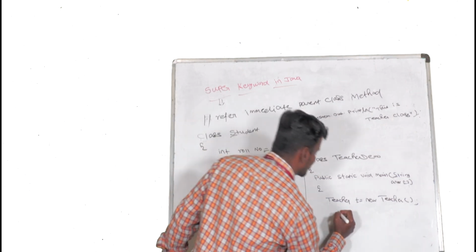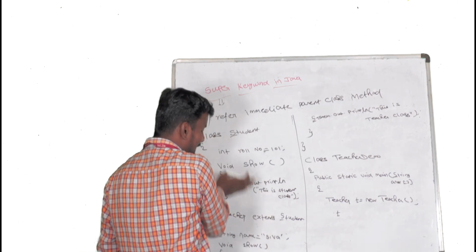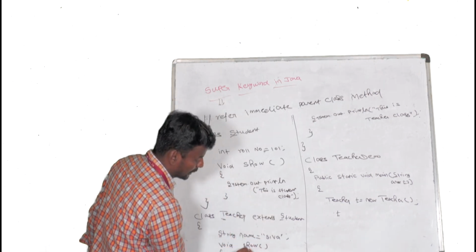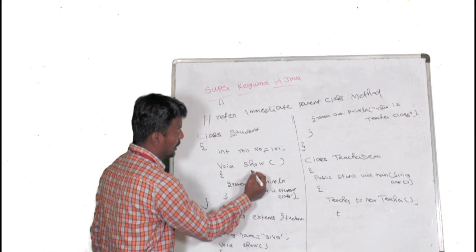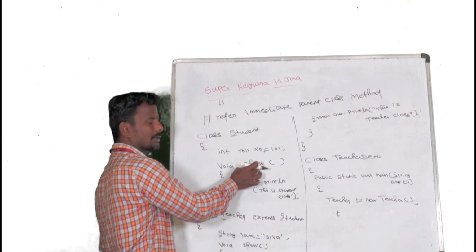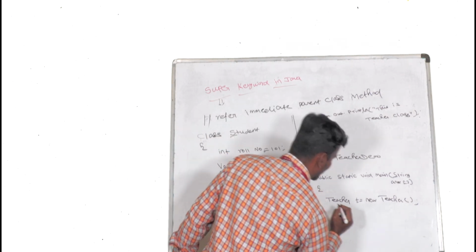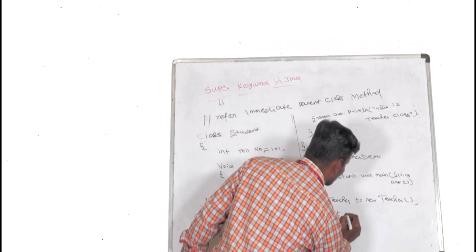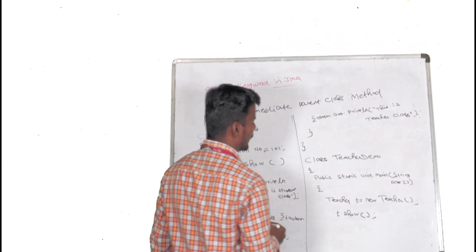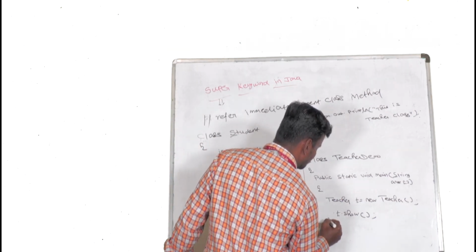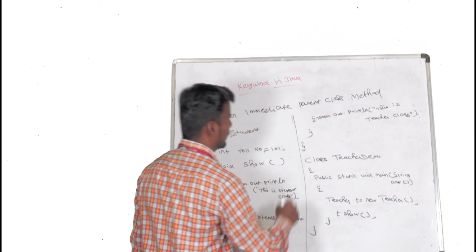Next, by using this object, we invoke that method. Whatever method we define in the derived class, the same method name we also use in the parent class, show. So now we access this method by using this object: t.show. Next close this, and next close the main method.